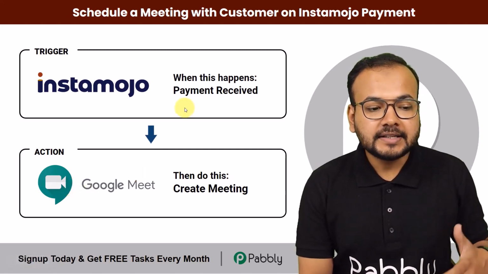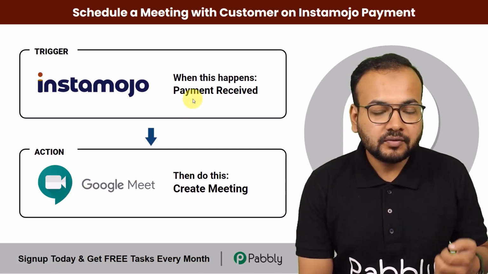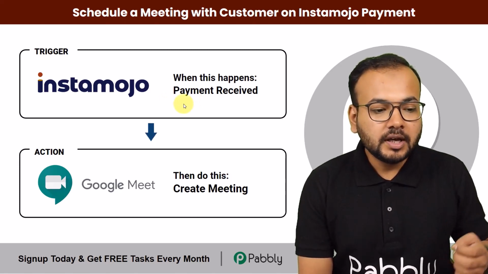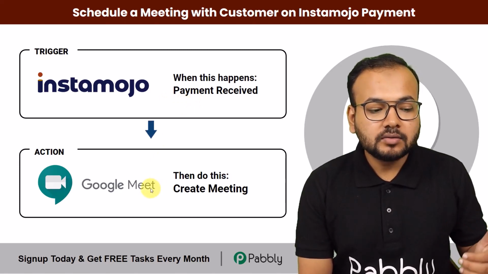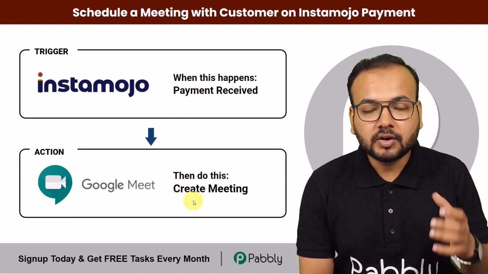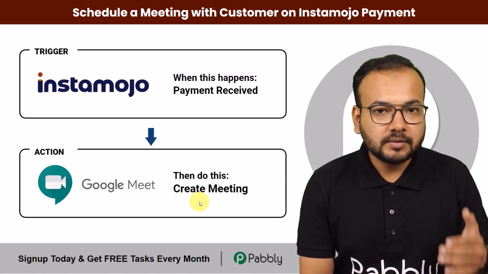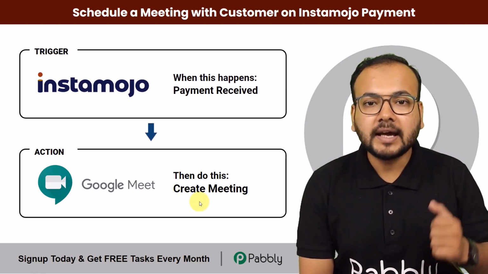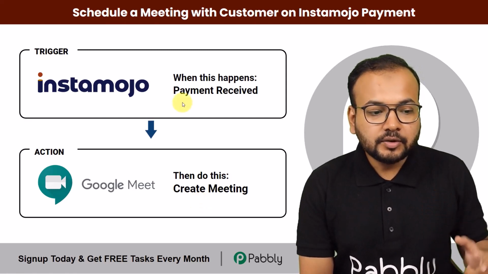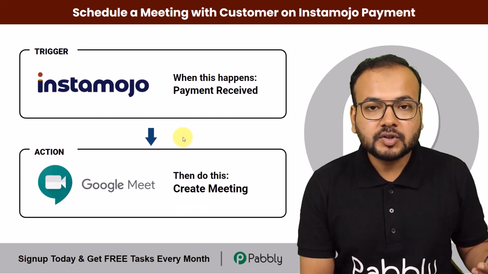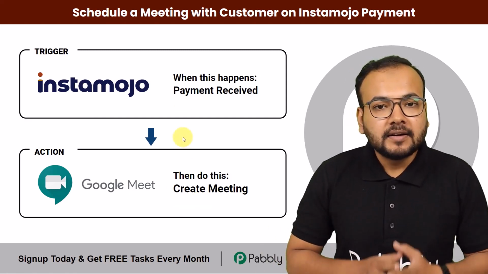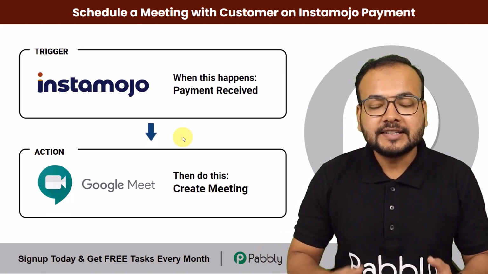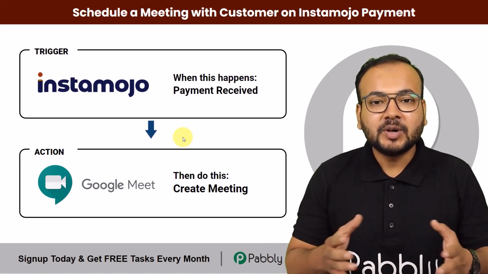And guys, here as and when you receive payments from your customer via Instamojo, meetings will be scheduled inside the Google Meet application automatically, and you can see those meetings scheduled on your Google Calendar. Okay, so this is going to happen automatically, and we are going to set up this automation using Pabbly Connect, and you can also set this up very easily without any coding. Let me show you how you can do this.